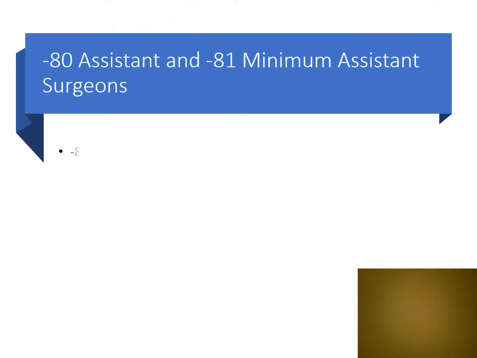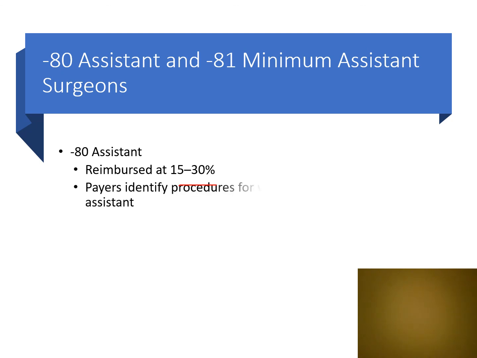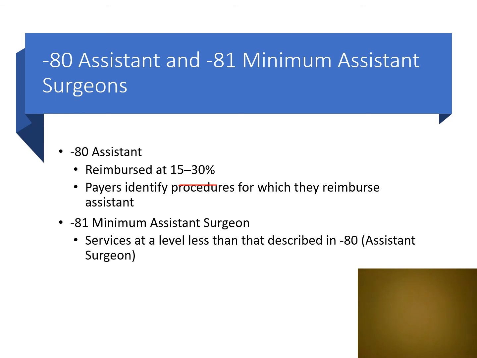Assistant and minimum assistant surgeons: 80 for assistant. They are reimbursed at 15 to 30% of the allowable. And 81 is minimum assistant surgeon, services at a level less than described in 80, and the reimbursement is 10%, if anything at all.